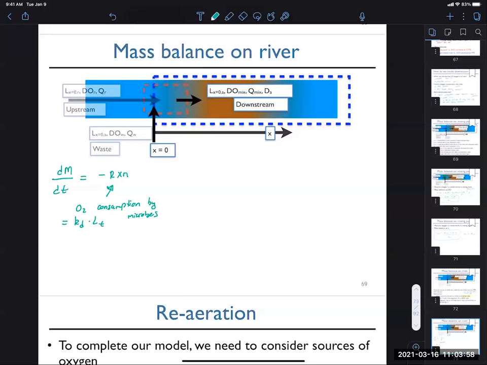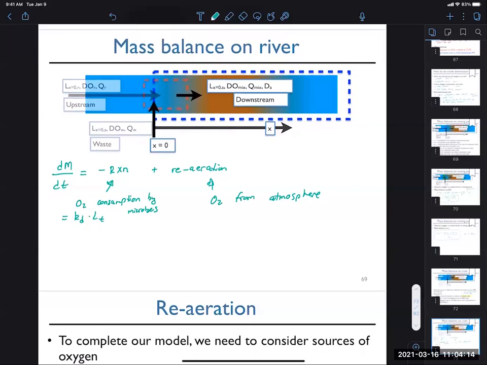The second term is our re-aeration term. And this is due to O2 from the atmosphere. All right, so dmdt is equal to this negative reaction term plus the re-aeration. Remember, in a PFR, we don't have mass flowing into the control volume or out of the control volume. And so there's just the reaction terms. In this case, there's sort of two terms, right? We have the negative reaction and then the reaeration.